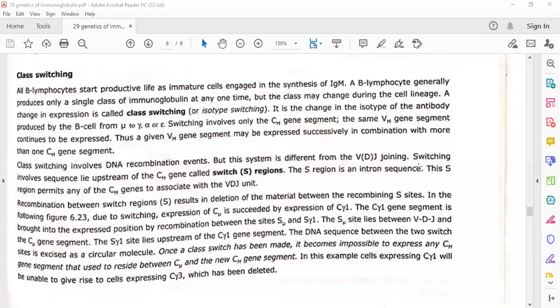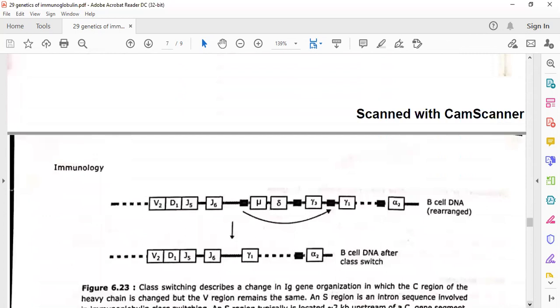Now we talk about the class switching. Class switching means if we talk about the preparation of a particular kind of antibody, for example, the preparation of immunoglobulin A, immunoglobulin G, immunoglobulin M, immunoglobulin D, how will they be prepared? So this process is known as the class switching process. It is completely dependent on the heavy chain, which are mu, gamma, alpha, or epsilon. So how is the recombination of class switching conducted?